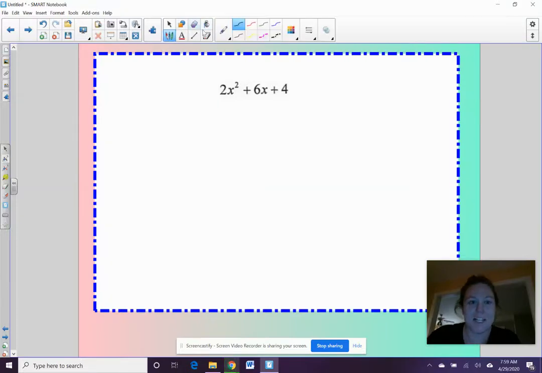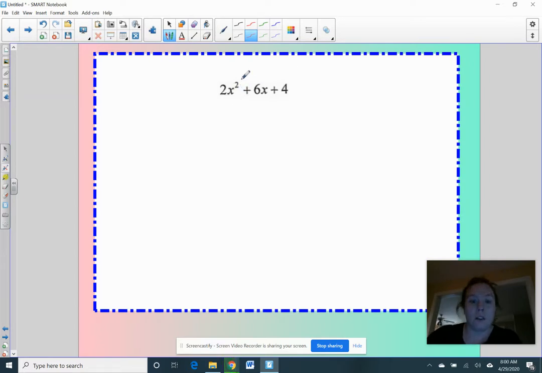Hi everyone. Okay, so today we are going to continue factoring trinomials. We're just going to add a tiny little extra step, but you guys already know how to do this. Whenever we're factoring anything, we always need to look for a GCF, okay? We need to look to see if any of these terms have anything in common.